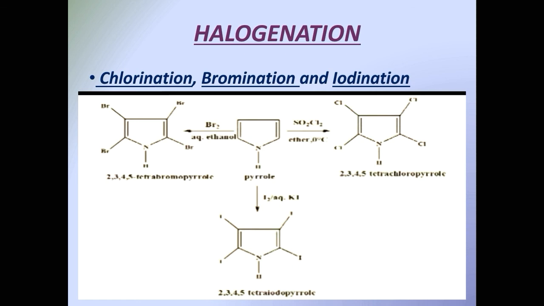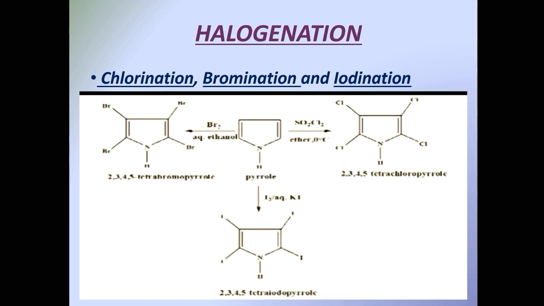And lastly the iodination reaction. In this, pyrrole is treated with 4 molecules of iodine in presence of aqueous KI, that is potassium iodide, to form 2,3,4,5-tetraiodopyrrole.